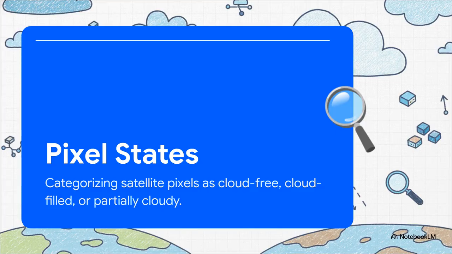What this means is that before any real analysis can even begin, we have to play this massive game of sorting. Every single data point, or pixel, from the satellite has to be sorted into one of 3 very distinct buckets. It's either cloud-free, cloud-filled, or partially cloudy. Only after that sorting happens can we actually trust our climate data.